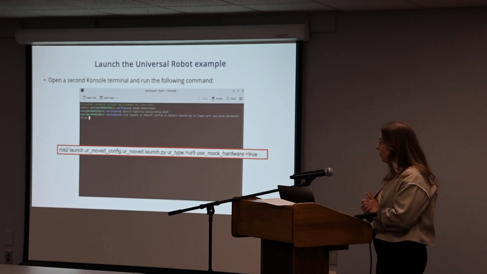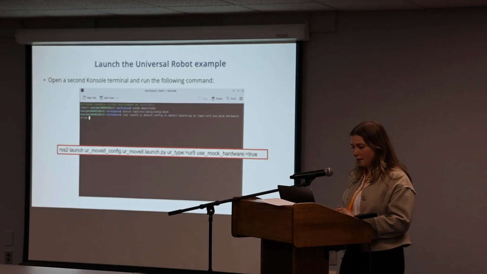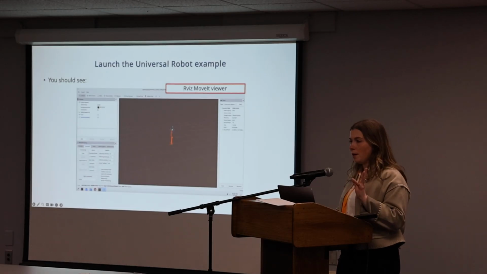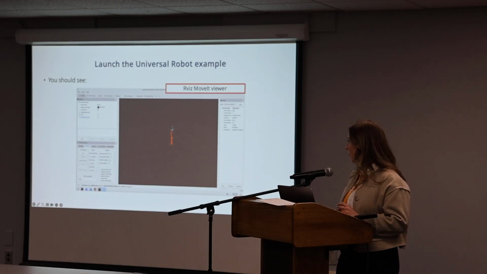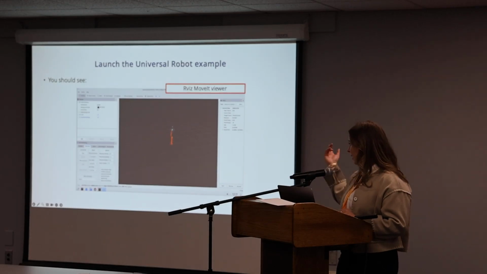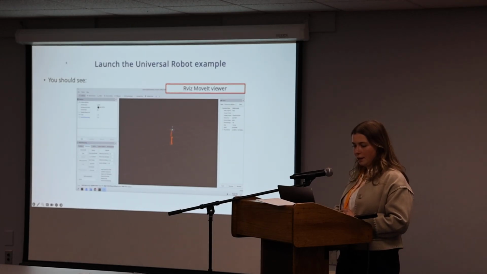Okay, so hopefully that should have worked for people, and you should see an RViz viewer with a movement viewer with the UR popping up. It should have an orange thing over top of it. That's your goal state robot. If you want, you can interact with it a little bit. This is your typical MoveIt viewer.